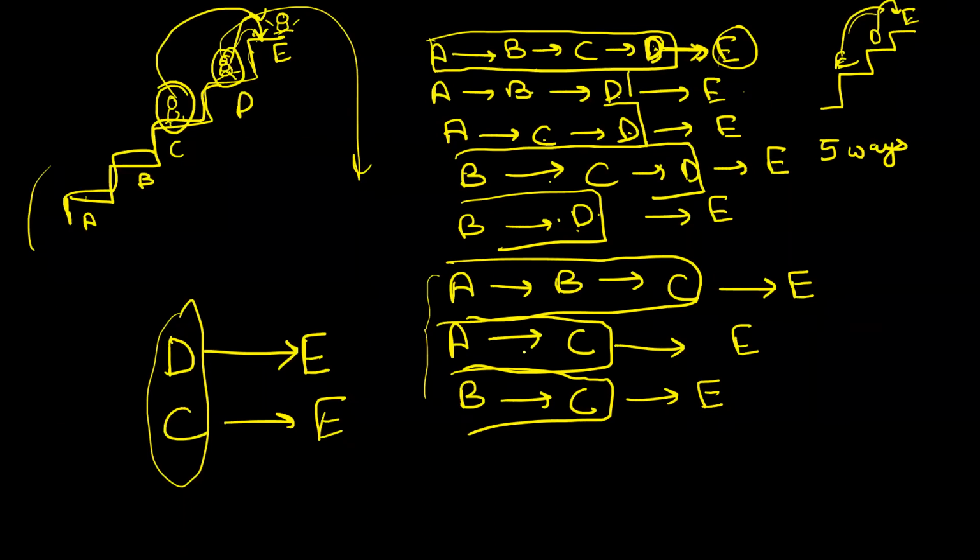Then, do you know what I say? In each of these 3 distinct ways, what can you do? You can take a double jump and reach step number E. So can I say there are 3 distinct ways for you to reach step number E if you are coming from C? Yes. So what is the total number of ways? Either you come from D or you come from C. So add both of these up.